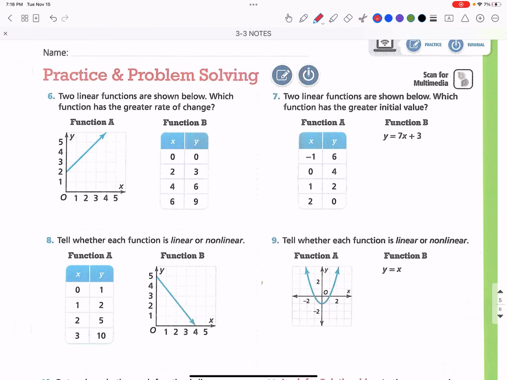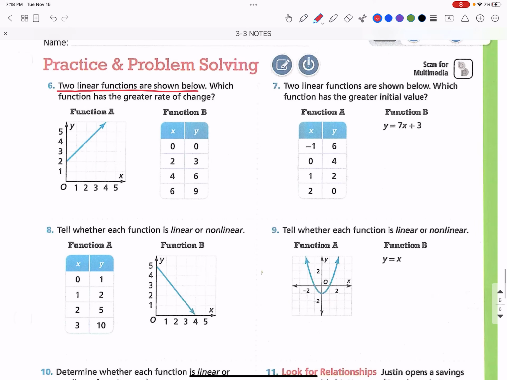You're going to be asked to compare, right? Two linear functions. I'm reading right here, two linear functions are shown. If you know they're linear, you know they each have an m and they each have a b. What are they asking you to compare? Well, here they're asking you to compare which function has the greater rate of change. So that's your m. That's all you care about. Find your m, right? How do we find the m? Well, we rise and we run. We rise 1, we run 1. So the m here is 1.